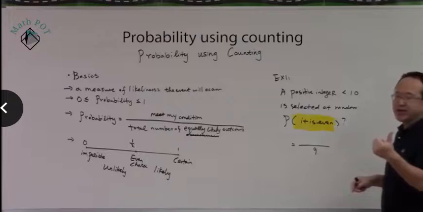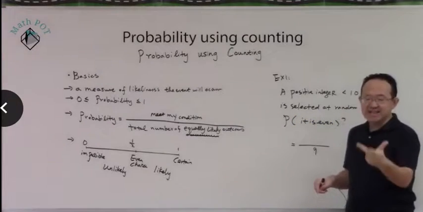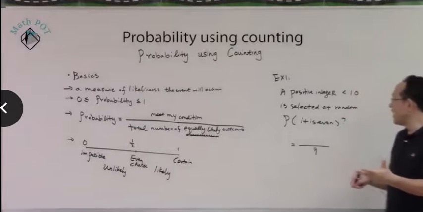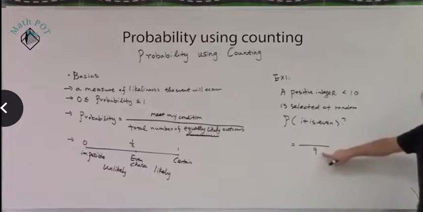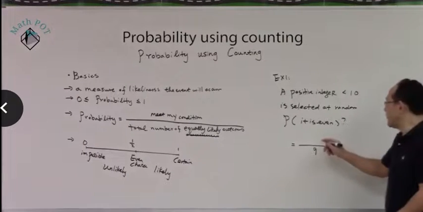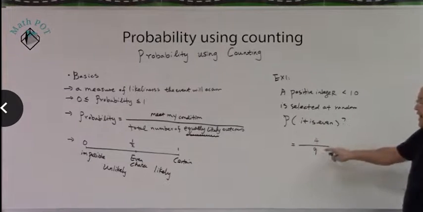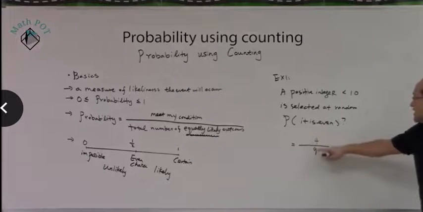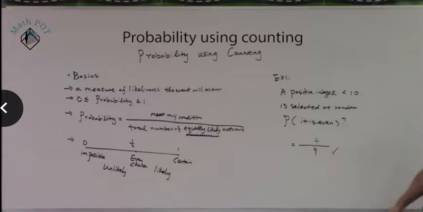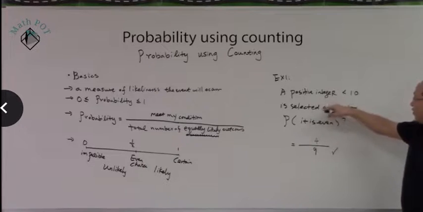Clearly, even could be 2, 4, 6, and 8. We have only 4 outcomes that meet the condition. Of course, we have 9 in total. That means the probability is 4 over 9. Look at here. This number is clearly greater than or equal to 0 and less than or equal to 1. And this number is less than half. That means it's unlikely to get an even number for this event.